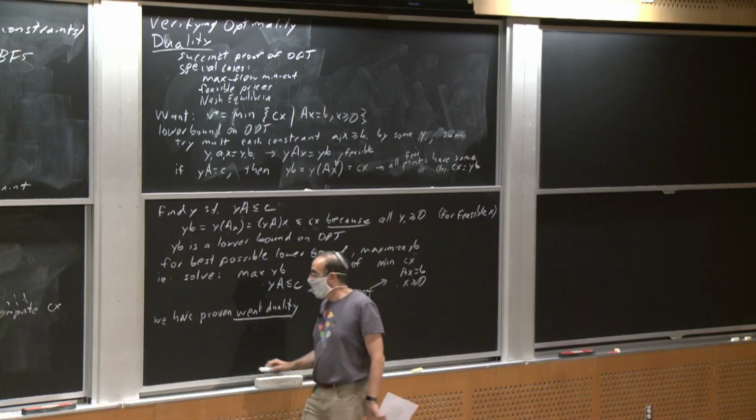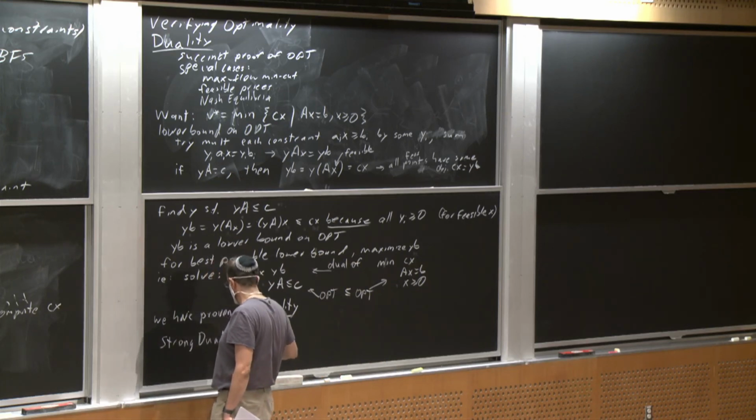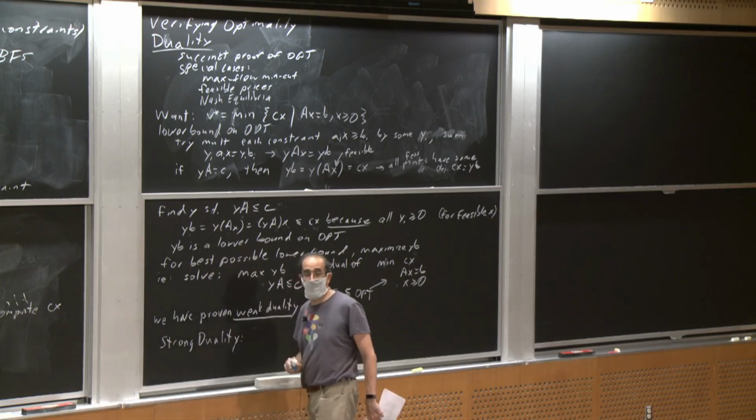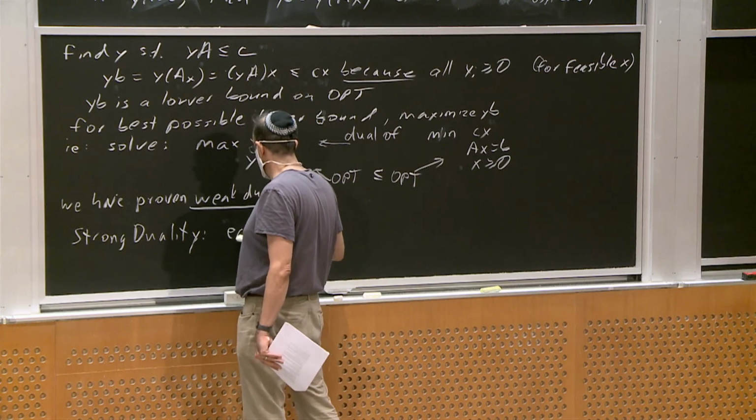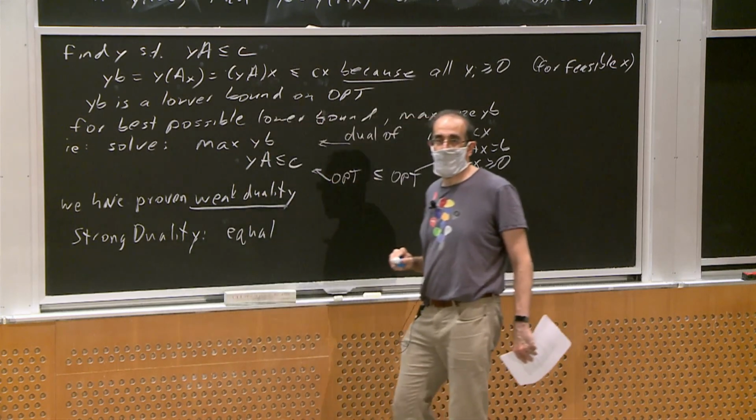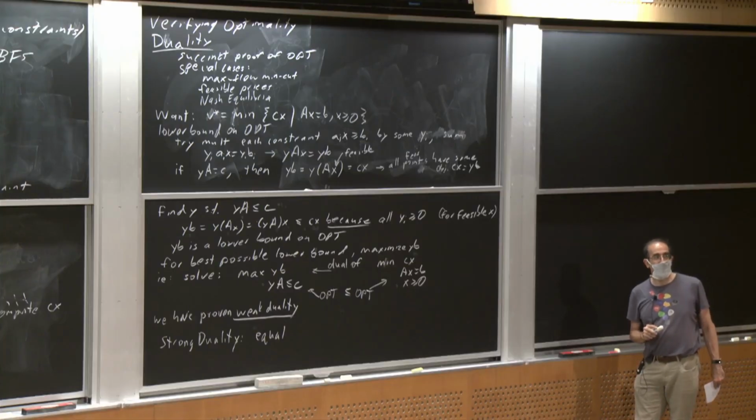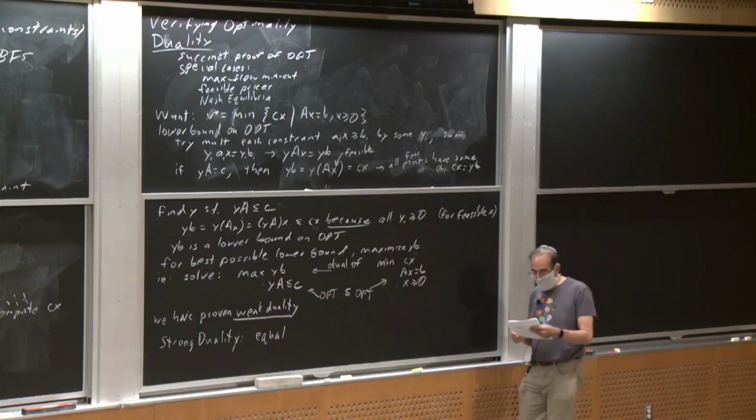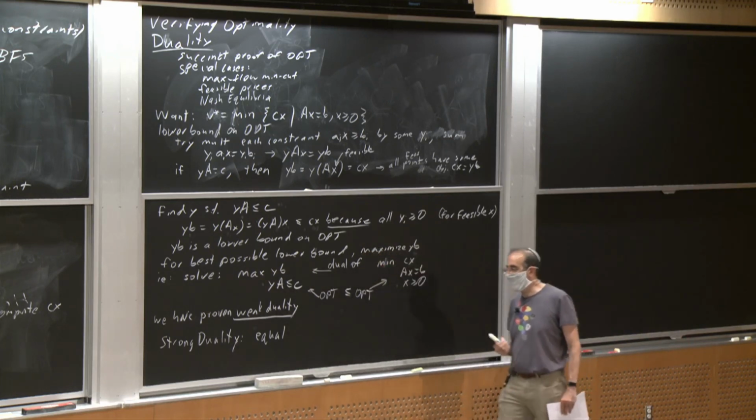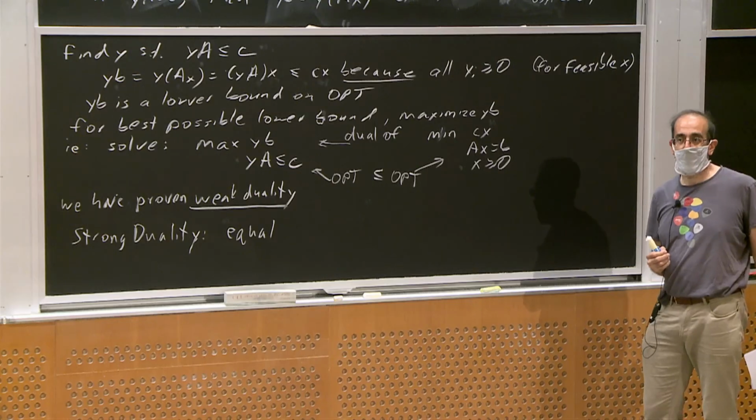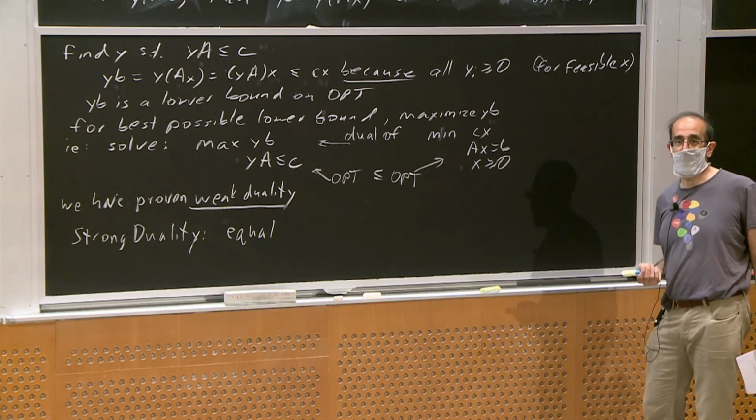Next time, we will prove strong duality, which is that under some very minor restrictions involving boundedness, these two optima are equal. Okay? And that is linear programming duality and sort of the crux of the pivot of linear programming. This is used in analysis all the time, and it's also used in the design of algorithms for linear programming.